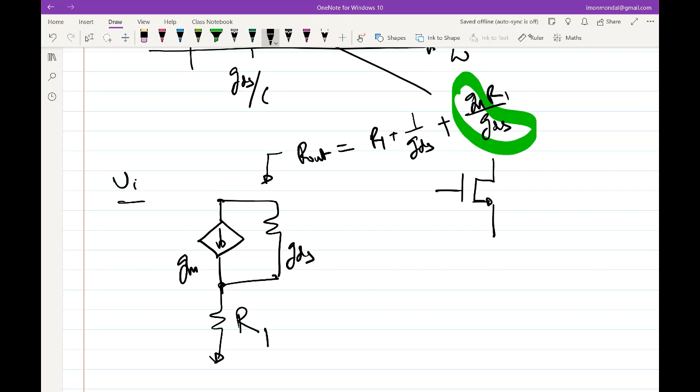So it looks like if I just stick a resistor at the source of my transistor, the output impedance increases by a factor of GM times R1, right? So I assume this to be approximately equal to 1 over GDS times GM R1. So initially I had an output impedance of 1 over GDS, but now the output impedance has increased by a factor of GM times R1. Okay. Does that make sense?